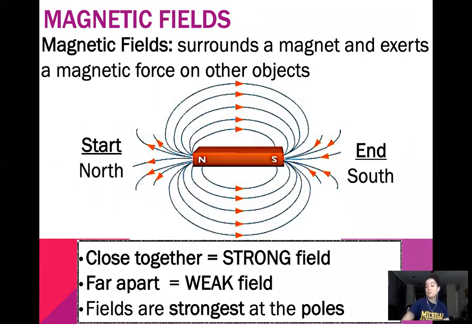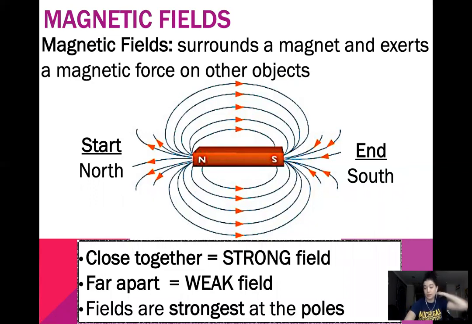All right, so moving into magnetic fields. Magnetic fields surround a magnet and exert a magnetic force on other objects. Our field lines are very similar to how we draw electric fields from charges. Our magnetic field lines are shown leaving the North Pole and entering the South Pole. Because this is a bar magnet, those field lines swoop around from the North Pole towards the South Pole.